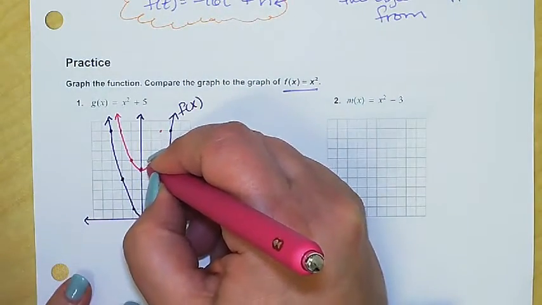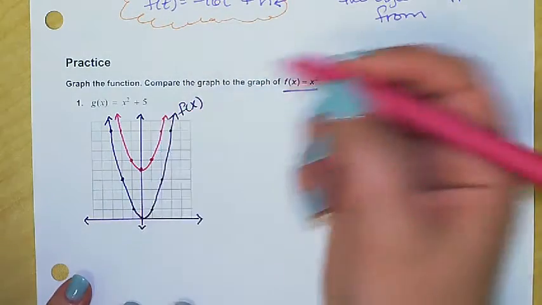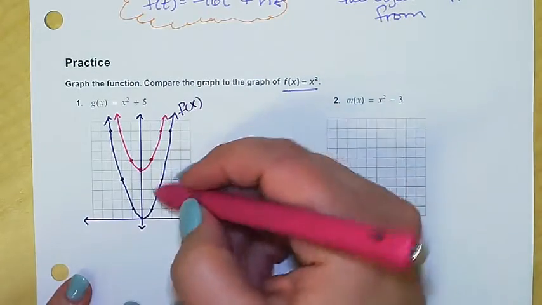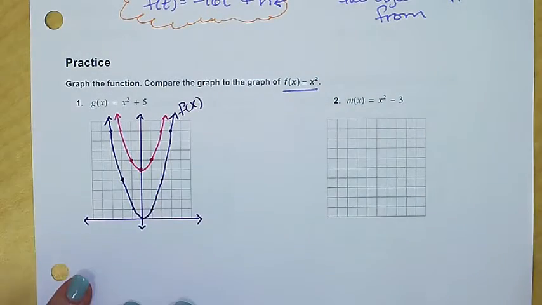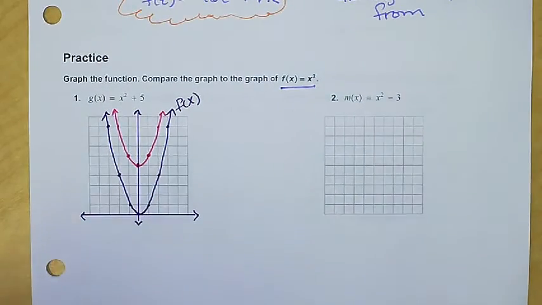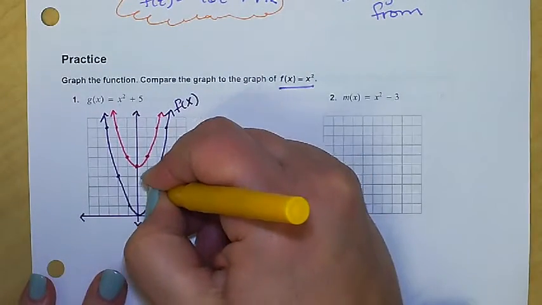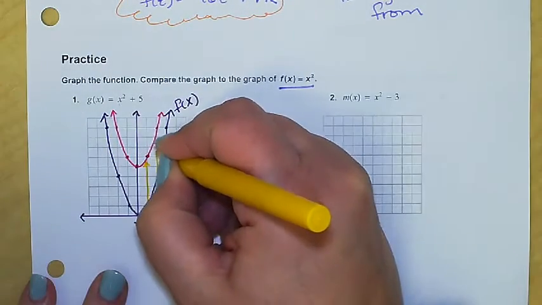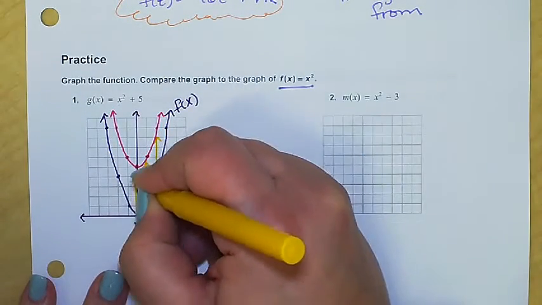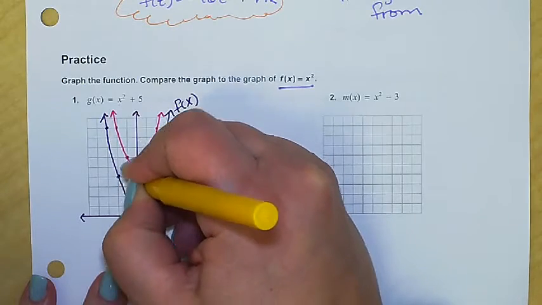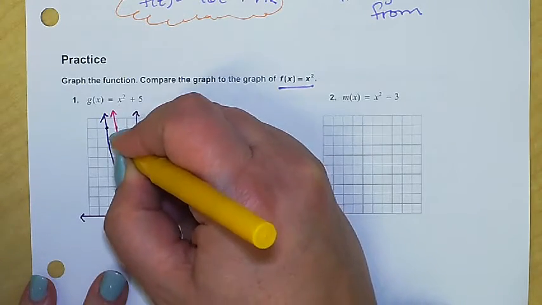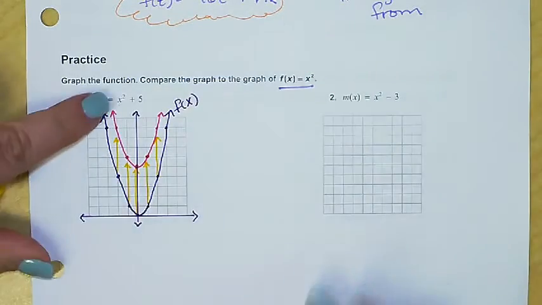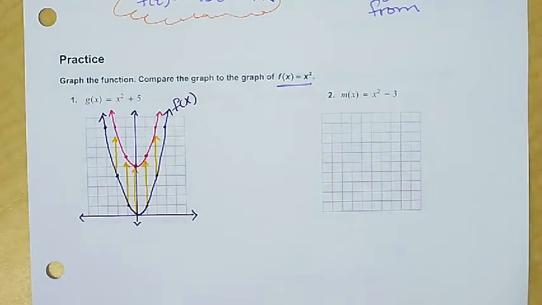And notice the width is the same as the parent. Everything is the same. The only difference is that every point has been shifted 5 units up. And there was no other change, right? There was no a value that was different, so there was no reflection.